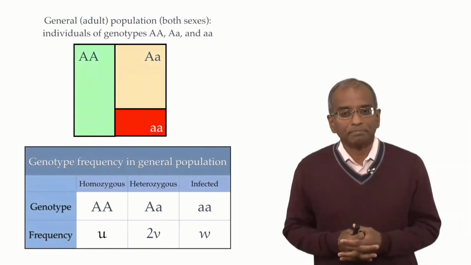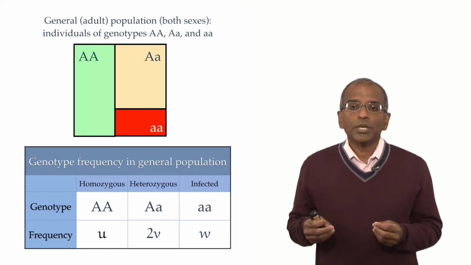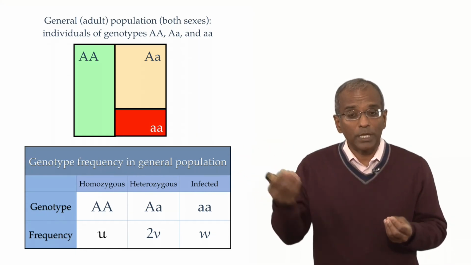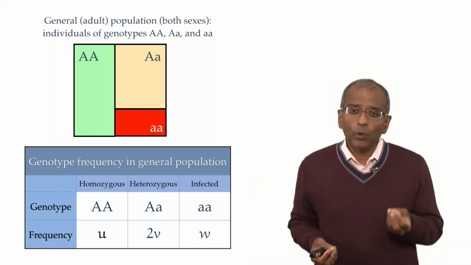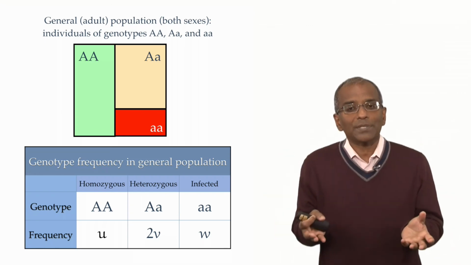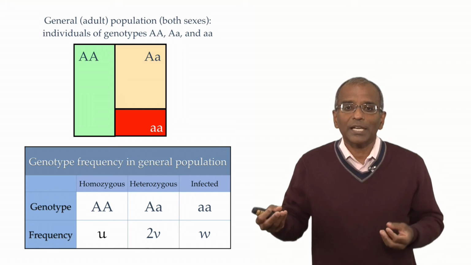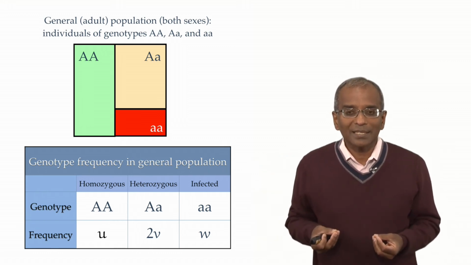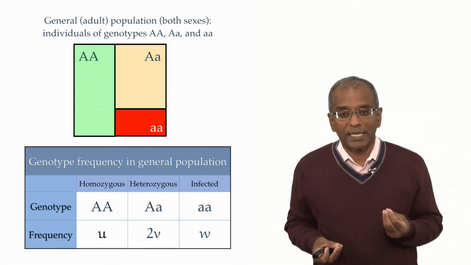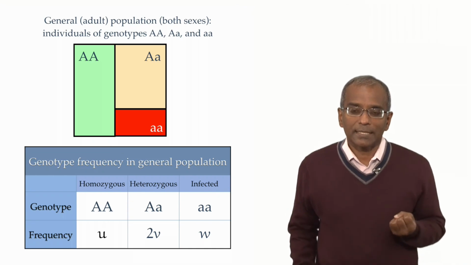So let us take stock. We are dealing with the expression of a particular gene which exists in two alleles, two forms, uppercase A, which is dominant, and lowercase a, which is recessive and lethal. The corresponding genotypes are three in number. The normal homozygous, comprised of two uppercase A's, the heterozygous carriers, an uppercase A and a lowercase a, and the sadly diseased individuals, two lowercase a's.